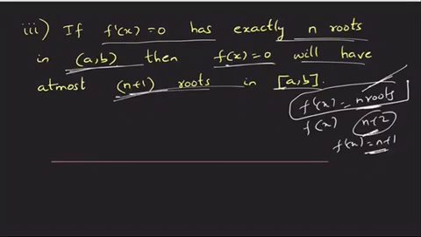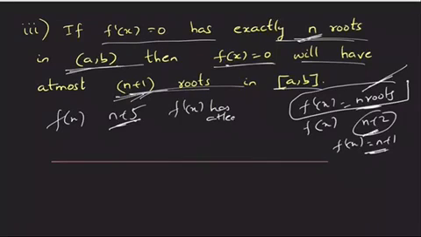So we are proving this corollary by the contradiction method using the previous corollary: if f dash x has exactly n roots, then f of x can have at most n plus 1, since if f of x has more than n plus 1 roots, let us say it has n plus 5 roots, then by the previous corollary we can say that f dash x has at least n plus 4. But this is not the case. f dash x has exactly n roots. So I hope this is pretty clear.